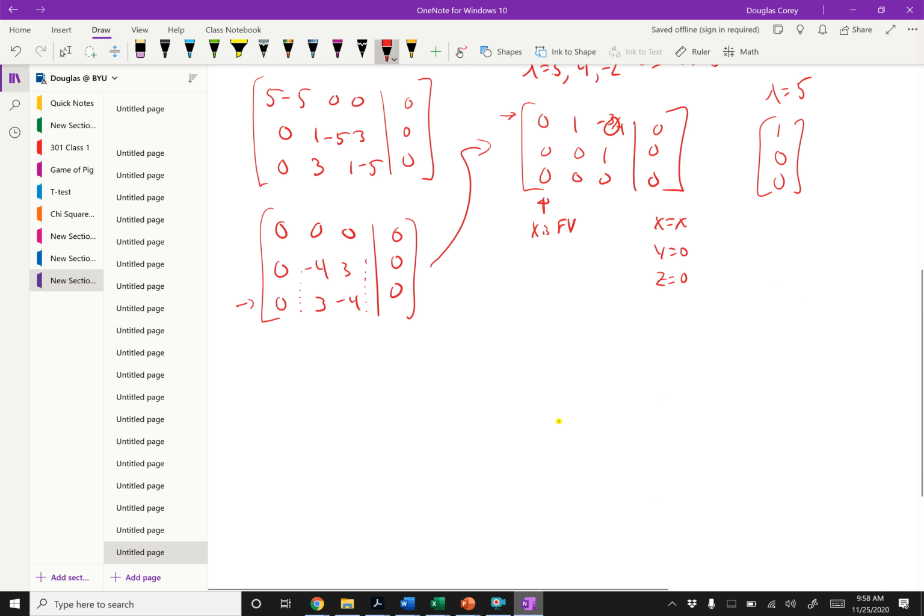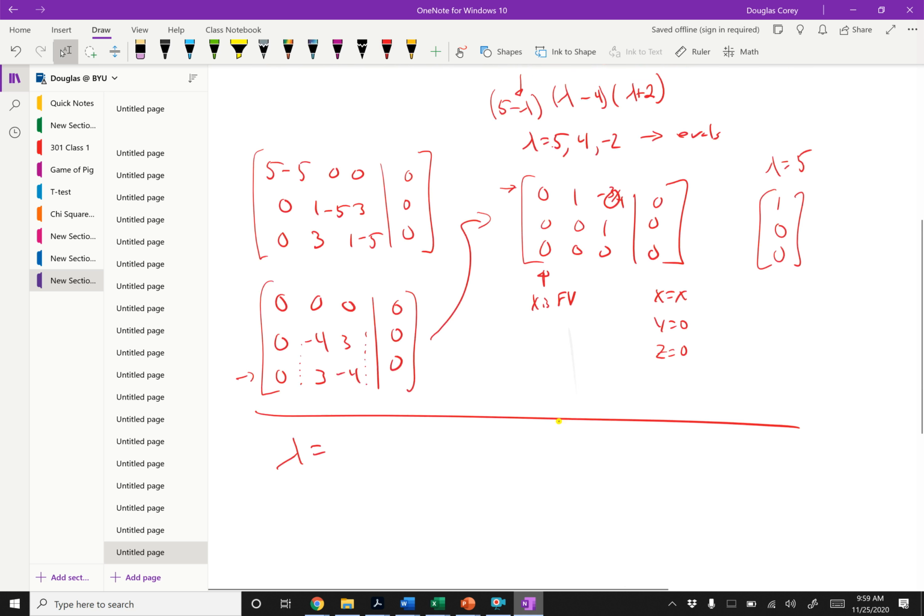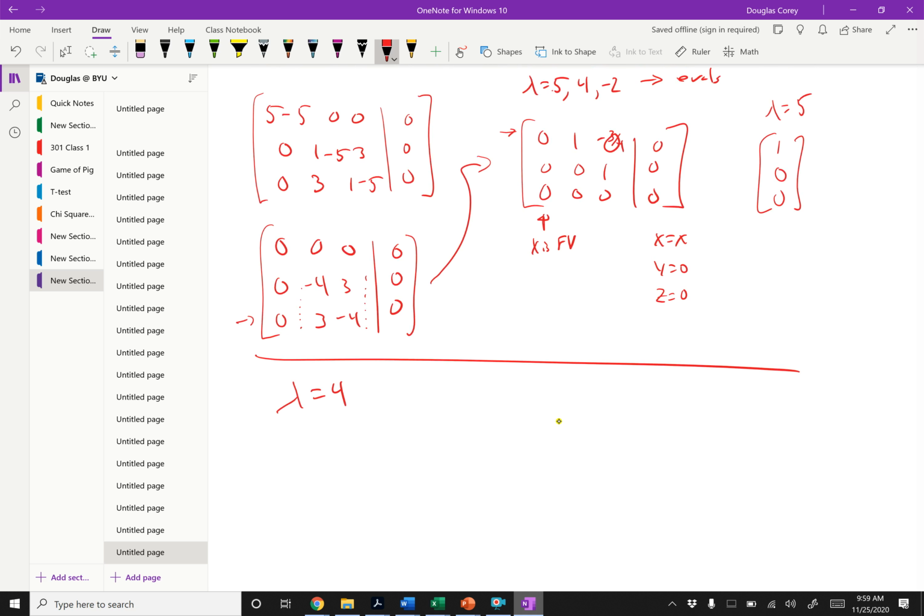Okay, how about lambda equals 4? Then we can take 5 minus 4, 1 minus 4, oops, that's 3. 3 and 1 minus 4.